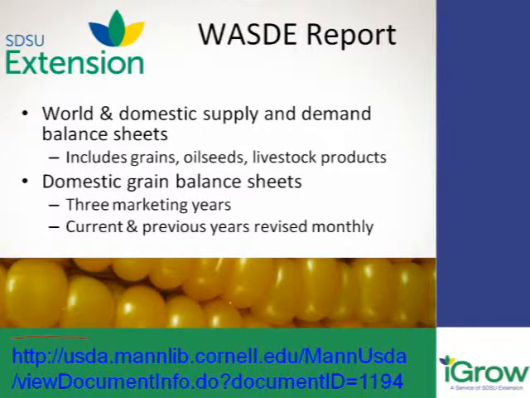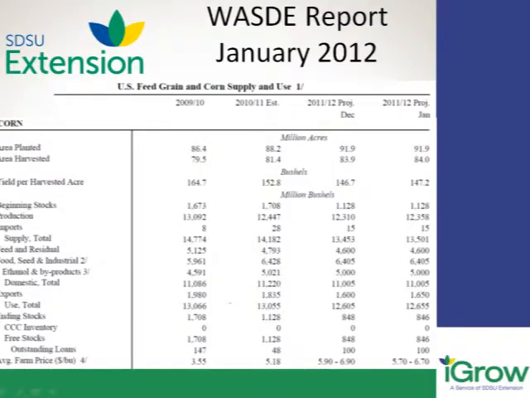The WASDE report itself provides both domestic information within the United States as well as world information. I'm just going to focus on some of the domestic information here in terms of the balance sheets. Now, balance sheets are essentially all the supply added up plus all the demand added up, and the difference between those two is ending stocks. And USDA reports this for the grain and oilseeds markets that we often follow for about 3 marketing years. The current and the previous years are revised monthly, and so there's always an estimated year, a forecasted year, and then the year that was essentially.